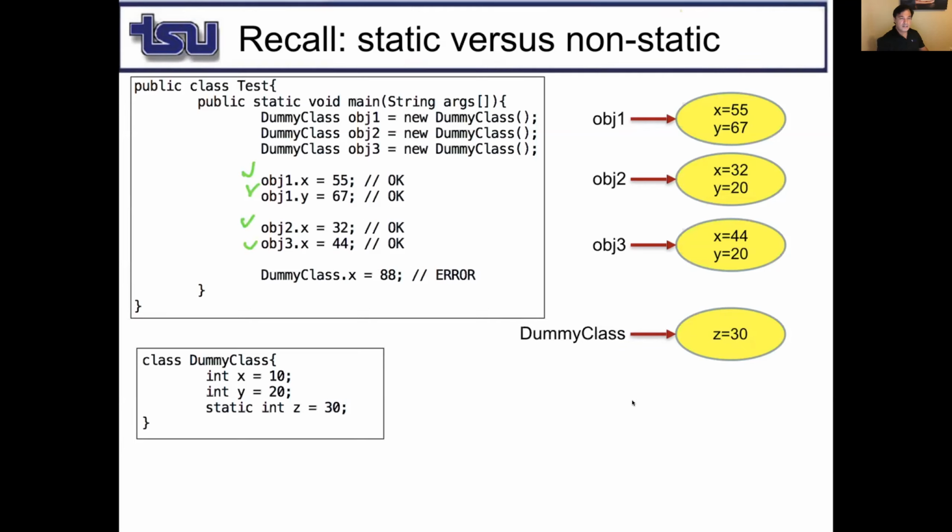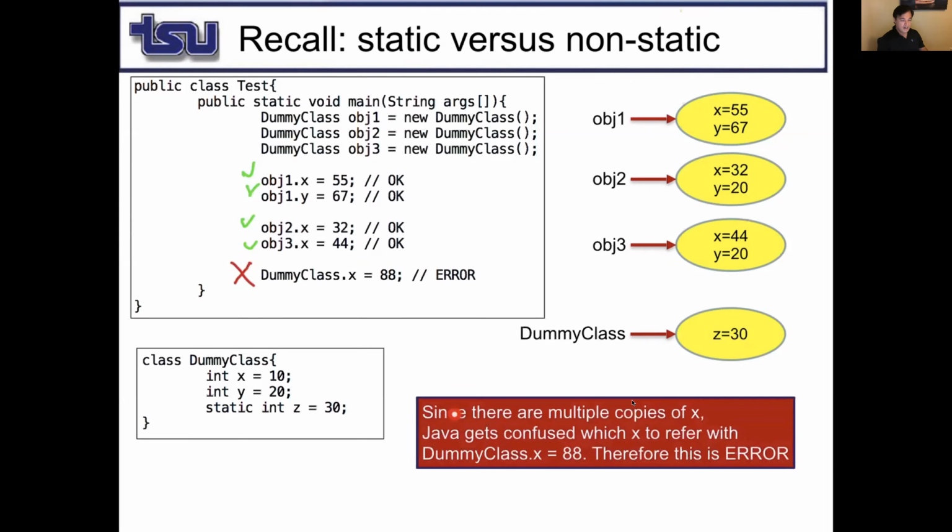However, when I say dummy class.x, then there's a problem here. What's the problem? Because we have 3 copies of X's. So which X? Java is going to get confused, and this will not be possible. Since there are multiple copies of X, Java gets confused which X to refer with dummy class.x. Therefore, this is an error.